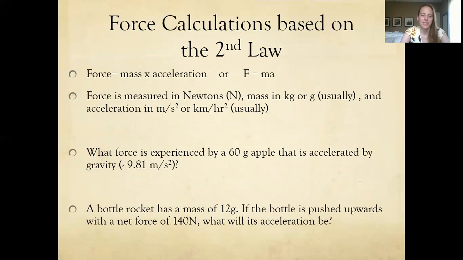Okay, so this is the formula for force. This is a formula that you'll be given. So force is mass times acceleration, or F equals m times a. Like we said before, force is going to be measured in newtons, mass in kilograms or grams, and acceleration in meters per second squared or kilometers per hour squared. So let's try one of these questions.